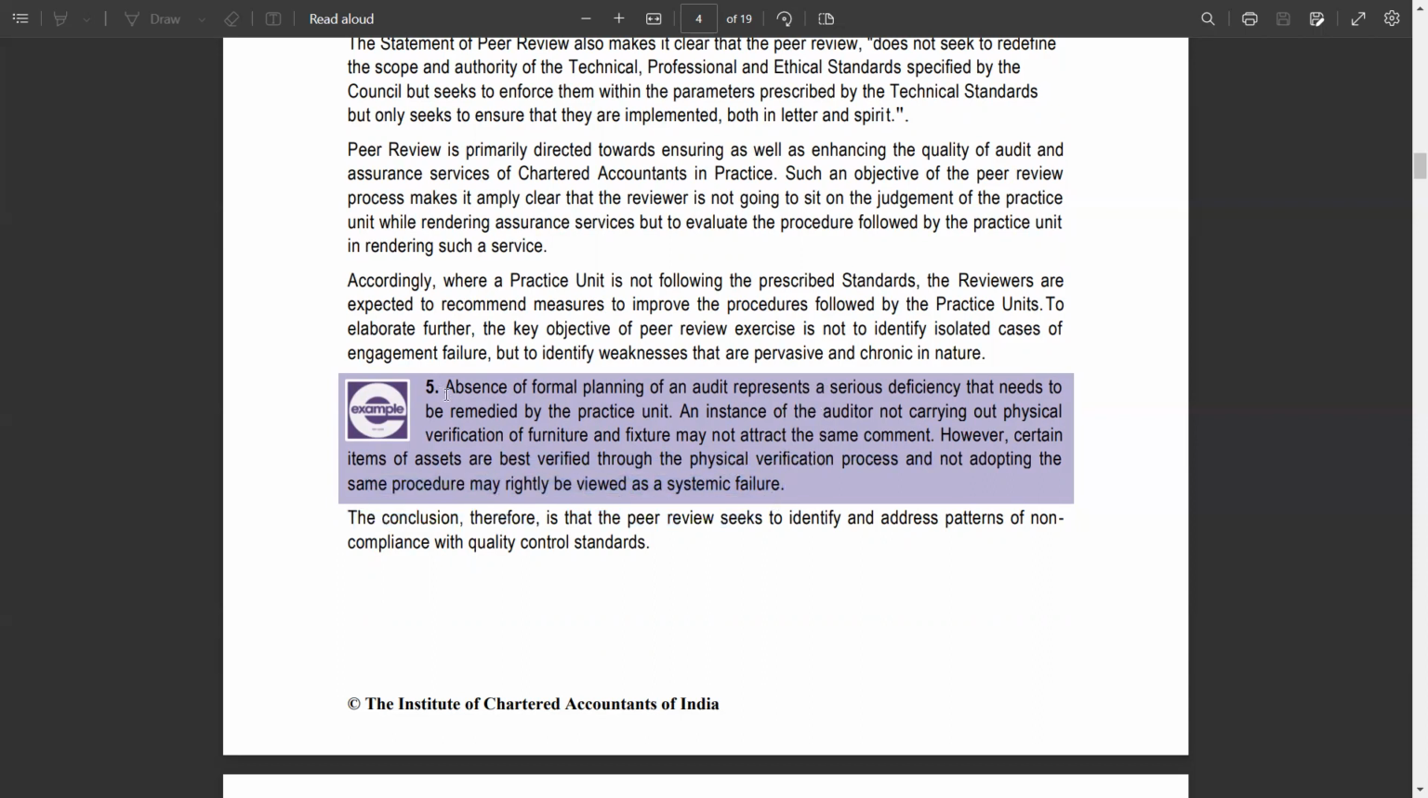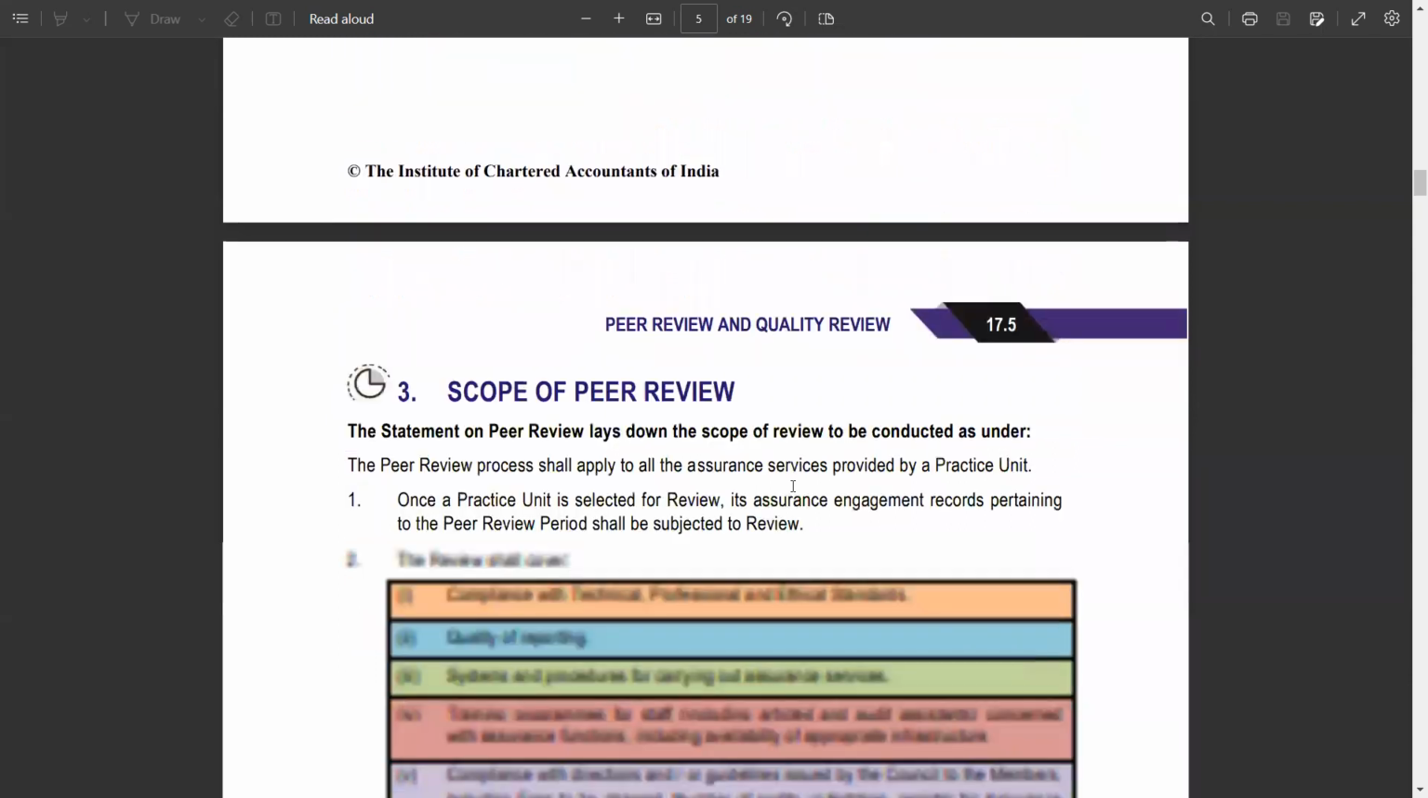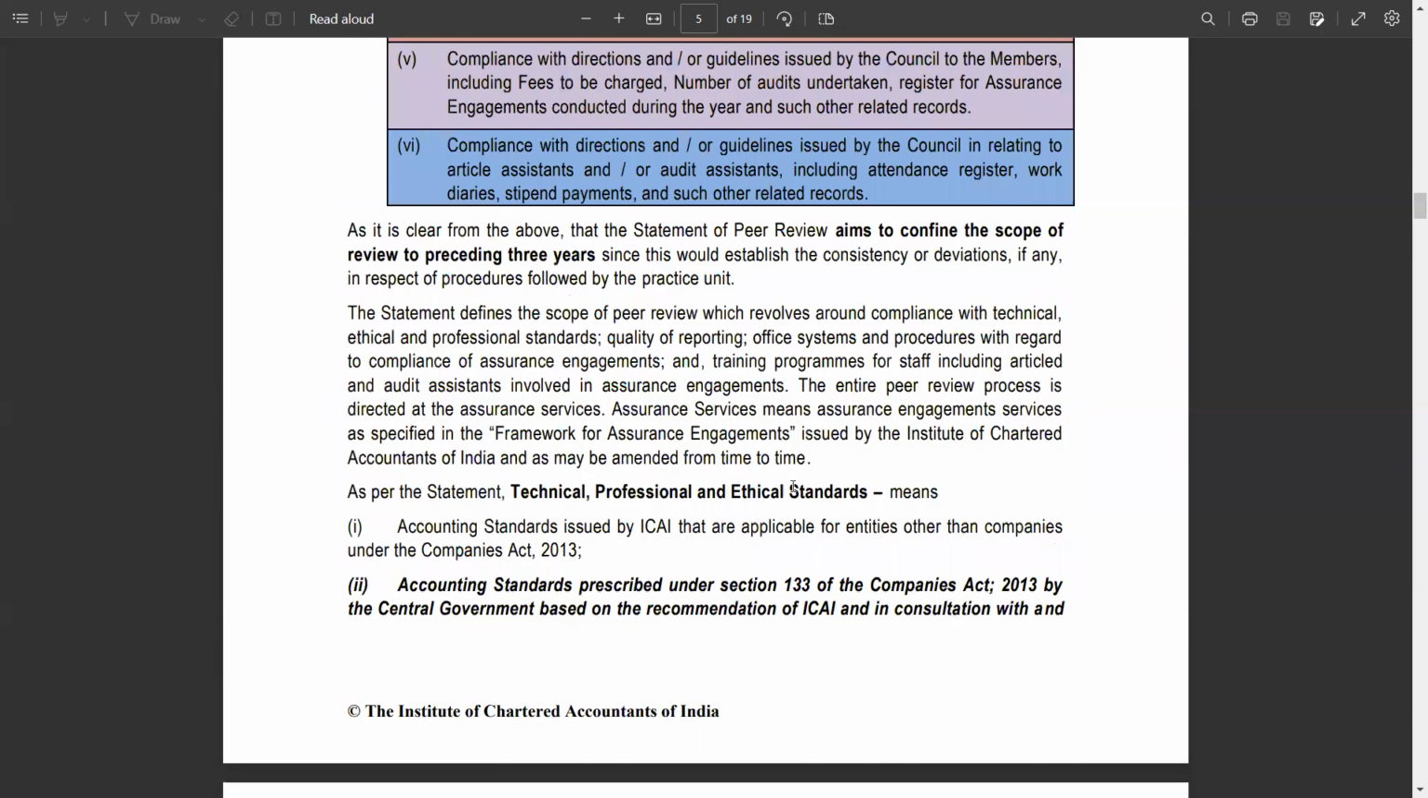So basically, the absence of formal planning of procedures is a deficiency which was identified. So they're suggesting that certain items of assets are best verified through physical verification. All right, so this is scope.